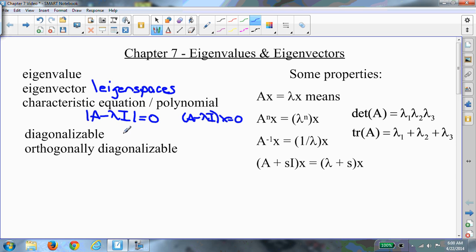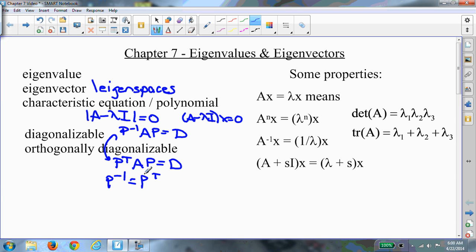Diagonalizable means that we can find a matrix P such that P inverse AP equals a diagonal matrix. And orthogonally diagonalizable means you can find a matrix P such that P transpose AP equals a diagonal matrix. So if you notice the association between these two, that means P inverse equals P transpose, which from our last chapter meant that P had to be what's called an orthogonal matrix.